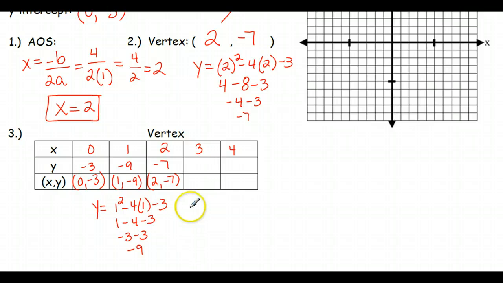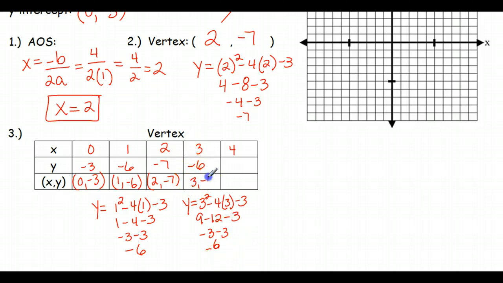Alright, now we're going to plug in 3. So y equals 3 squared minus 4 times 3 minus 3. 3 squared is 9 minus 12 minus 3. 9 minus 12 is negative 3 minus 3, which is negative 6. Ooh, and you know what? I just realized that actually I made a mistake over here. This should be negative 6 also. So let's fix that, negative 6. Let's fix that up here and here. So that should be negative 6 and negative 6. Alright, so here we've got negative 6. Okay, let's keep going. So the ordered pair is 3, negative 6.